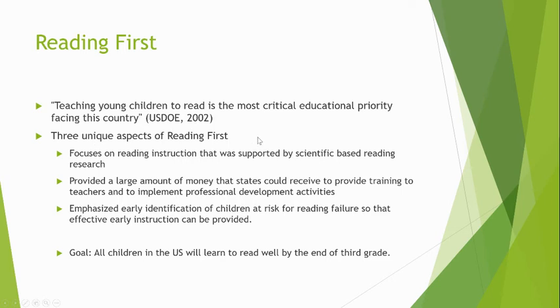So, three unique aspects of Reading First are that it focuses on reading instruction that was supported by scientifically based research, provides a large amount of money to states could receive to provide training to teachers and to implement professional development activities. It also emphasized early identification of children at risk for reading failure so effective instruction could be provided. So the goal is all children in the U.S. will learn to read well by the end of the third grade. And Reading First really did help us focus on the three-tiered instruction and research-based and using the data that we have from those early reading assessments.